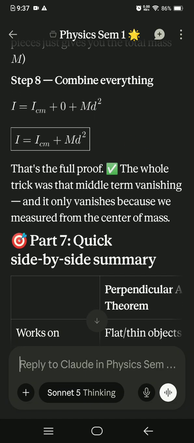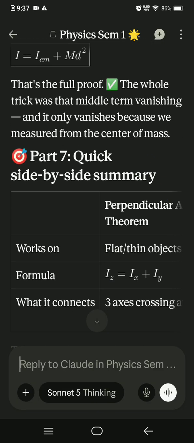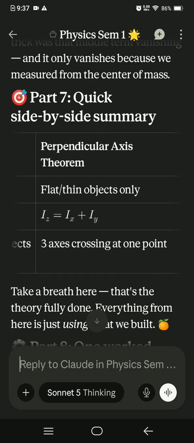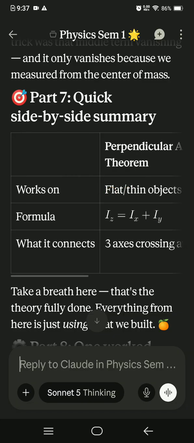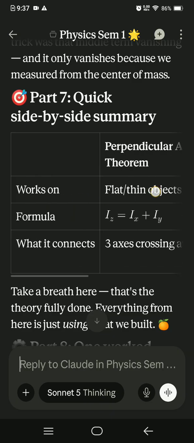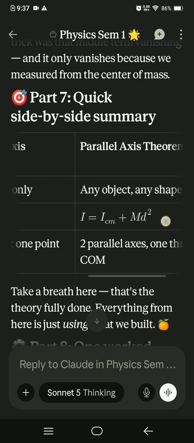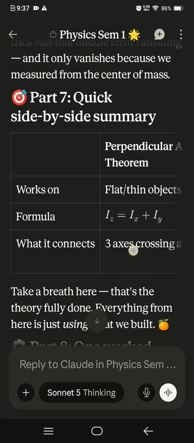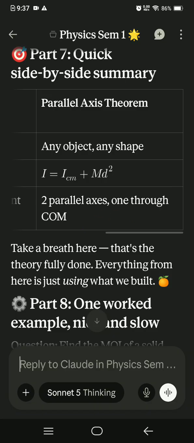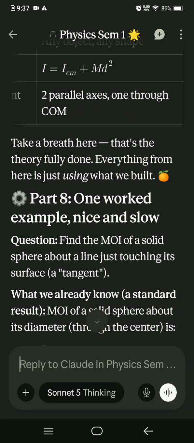That's the full proof. The whole trick was that middle term vanishing, and it only vanishes because we measured from the center of mass. So, quick side by side summary. Perpendicular axis theorem works only on flat or thin objects, and the parallel axis theorem works for any object, any shape. The formula for this is this and this formula, but it connects 3 axes crossing at one point, and this is about 2 parallel axes, one through the center of mass. Take a breath there. That's the full theory done.